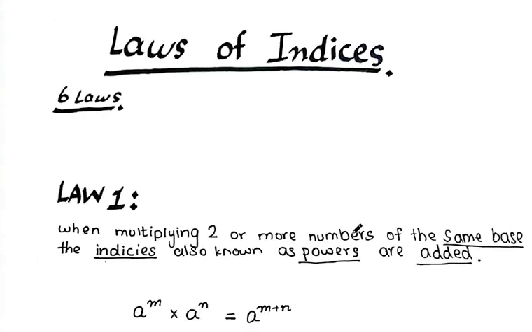Now, the law of indices. There are 6 laws, so let's start. Law number 1. When multiplying 2 or more numbers of the same base, the indices, also known as powers, are added. In algebraic form, it will be written as a to the power m into a to the power n, which will result in a to the power m plus n.